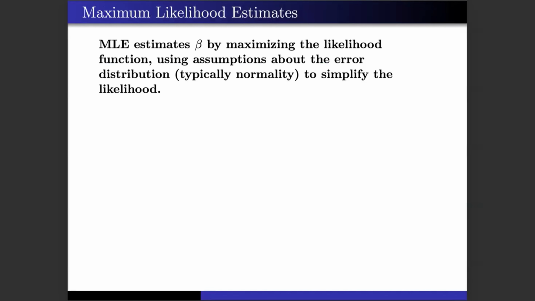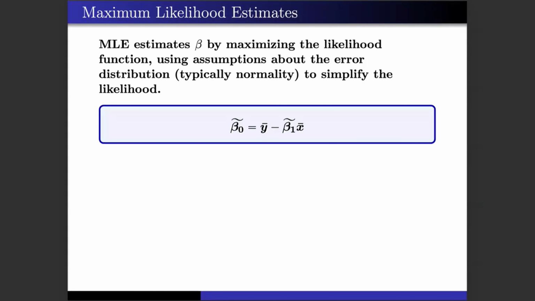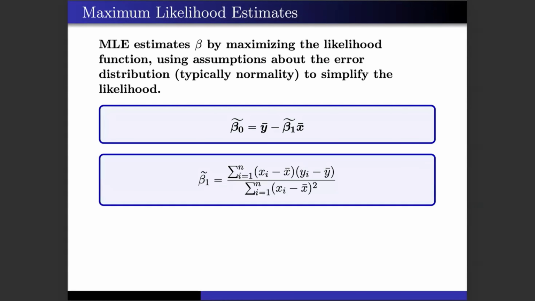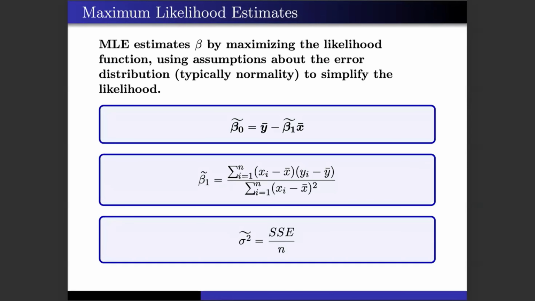And then we saw another method called maximum likelihood estimation method, in which we estimated the value of the parameters by maximizing the likelihood function. But when we used this method, we actually used all the assumptions we made on the error term. And this is what we got as an estimate of the parameters.